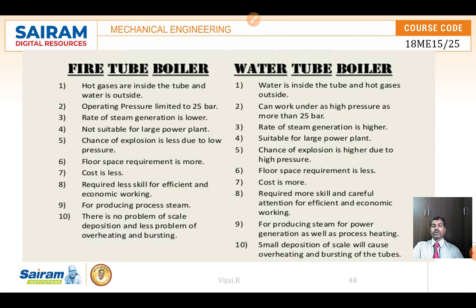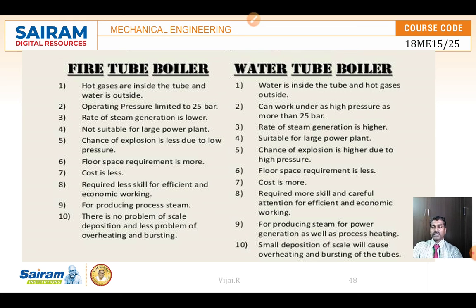And there is also the fire tube and water tube difference. A fire tube boiler is the Lancashire boiler we have seen, where the fire passes through the tubes and water is circulated around them. But in water tube boilers, the water passes through the tubes, and the hot flue gases surround those water tubes. The operating pressure of the fire tube boiler is limited, but in the water tube boiler there is no pressure limitation. More than 25 bar it can work.